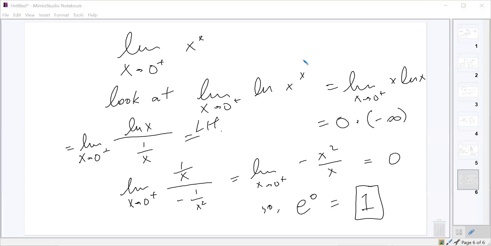That takes care of the form 0 times infinity. Anytime you get 0 times infinity, you need to rewrite it so that it's 0 over 0 or infinity over infinity, and then you can use L'Hopital's rule. Just like dealing with x ln x, which is the example I was going to do for 0 times infinity.